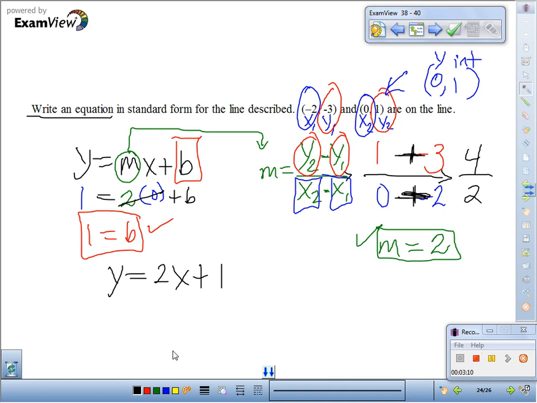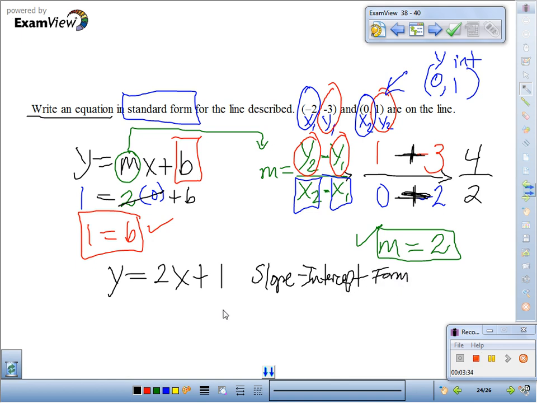Okay, are we there so far? However, is this standard form? No, this is what? Slope-intercept form. Is that correct? So I want you to label this one right here on the side. Label this one slope-intercept form.